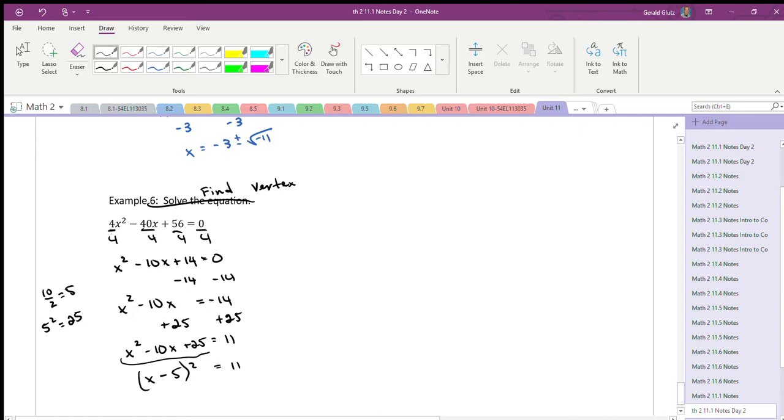So I'm just finding the vertex, so I don't want to take the square root. I want to put it in vertex form. So that means I need this to either be 0 or y, or f of x. So I'd get rid of that number by subtracting 11 on both sides. And then I get x minus 5 squared minus 11 equals 0. So to find the vertex, now that it's in vertex form, take this number, change its sign. So that's your x value, and that's your y.